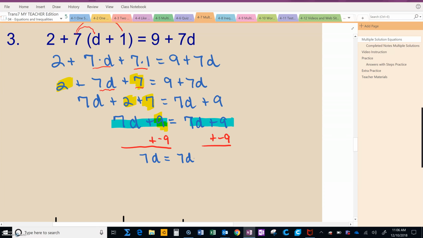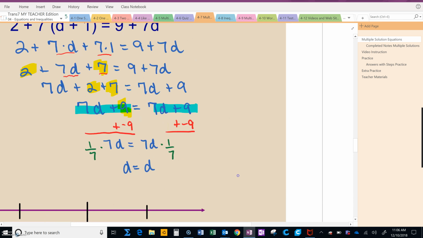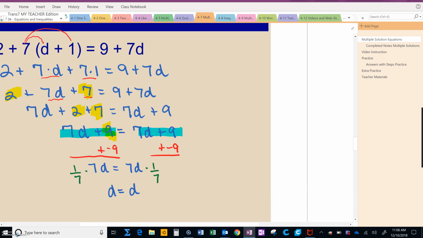Again, no matter what I put in the place of d, 7 times d is going to equal 7 times d. It doesn't matter if d is 100, d is negative 10, d is 0. It'll be a true statement. But let's keep going and see what happens. Then we get d equals d once we multiply by the reciprocal on both sides. So no matter what I put in the place of d, I get a true statement, right?